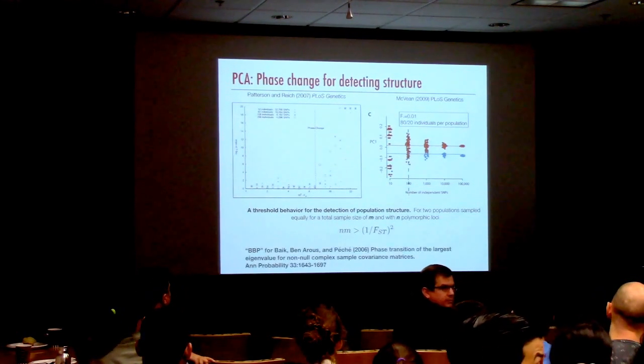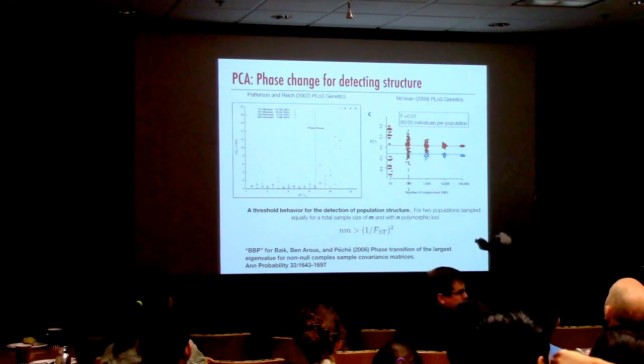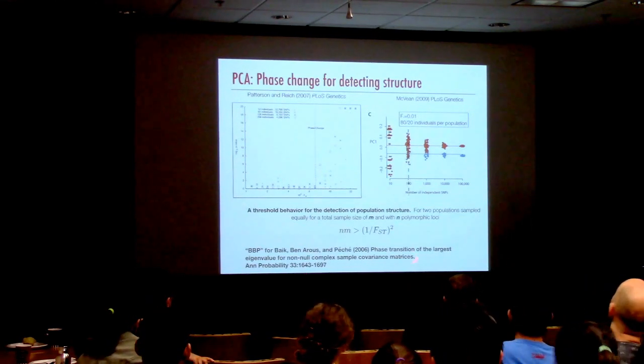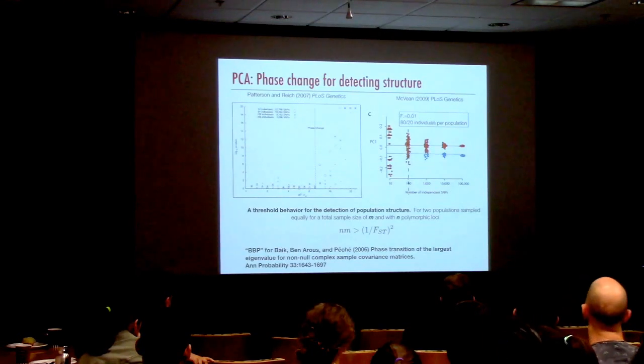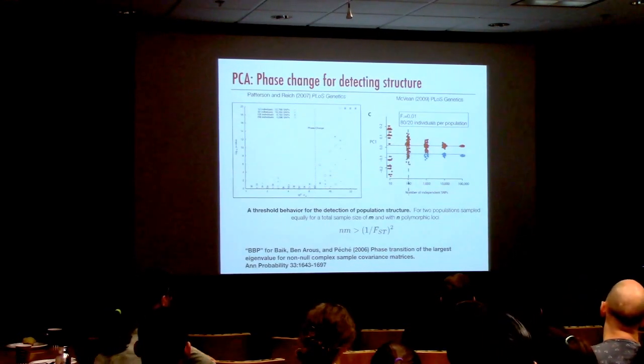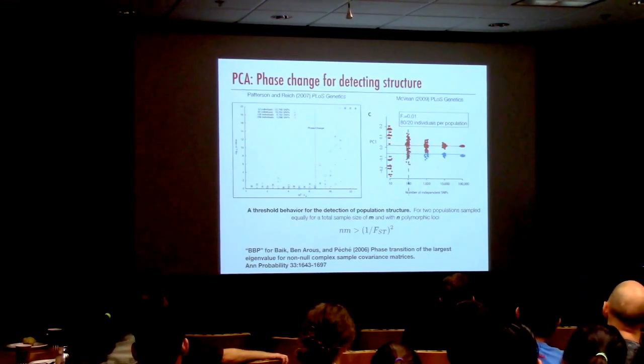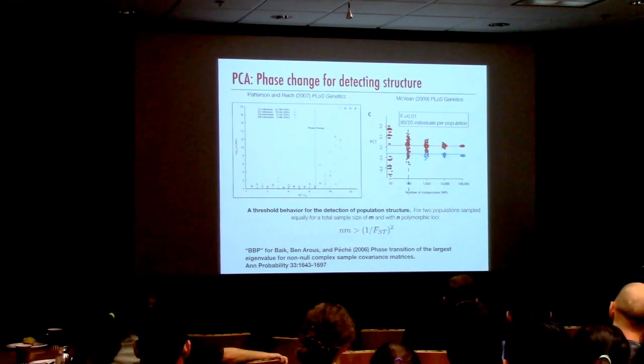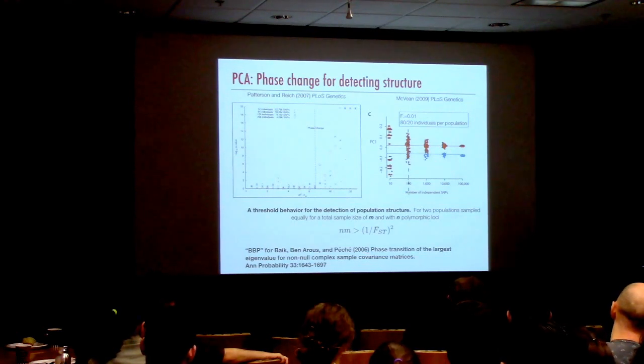Yeah, so right. The math for this that's cited from Nick Patterson is based on results on phase transitions that exist for the largest eigenvalue of non-null complex sample covariance matrices. So there are results from random matrix theory that are now being useful for understanding some of this formation of structure. Okay.